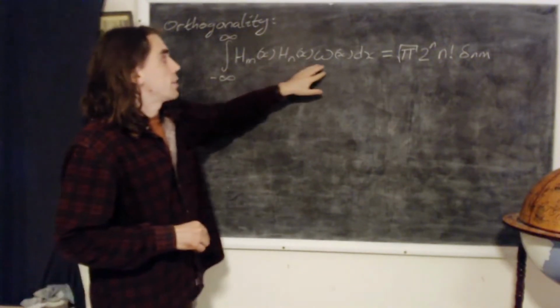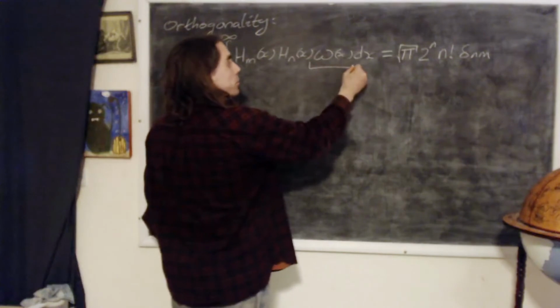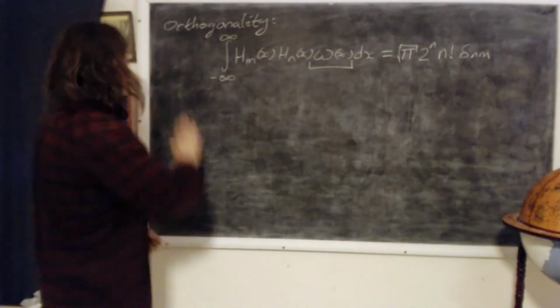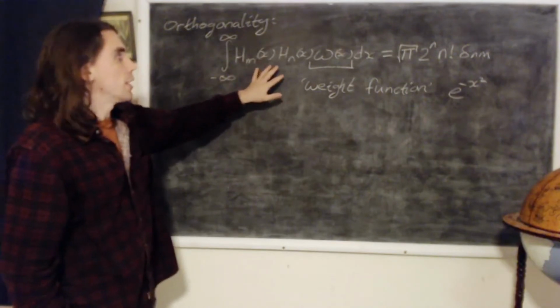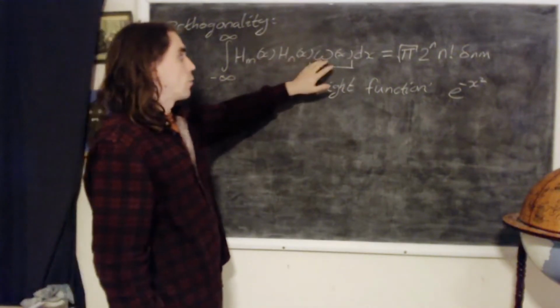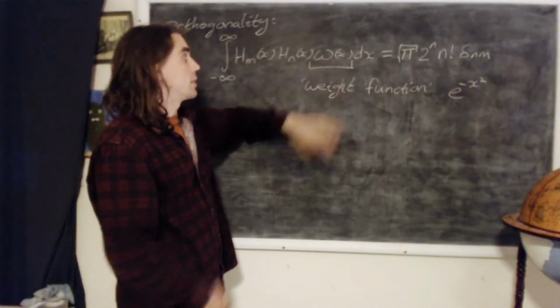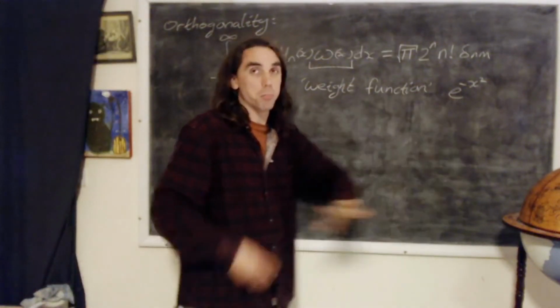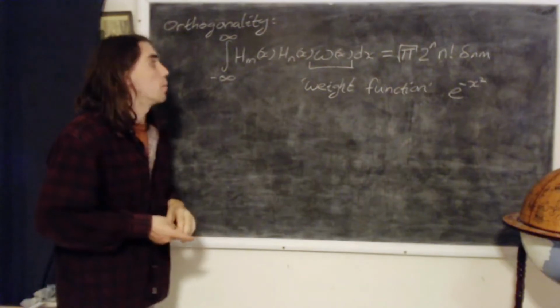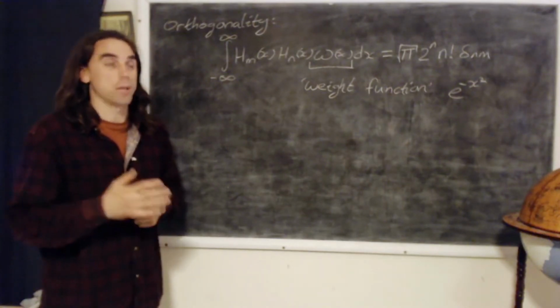The only major difference here is this object here, and this is what's called the weight function. So in general, the inner product between two functions can have a weight function like this. This happens to be useful in many cases, and in this case the weight function happens to be a Gaussian. So this was all worked out by Hermite and others a long time ago.